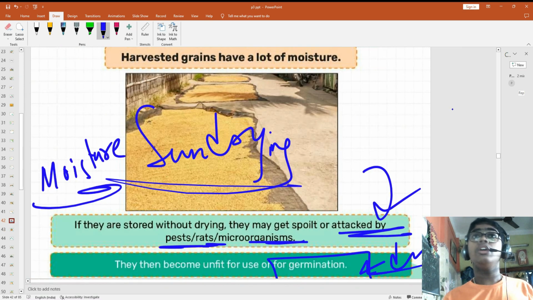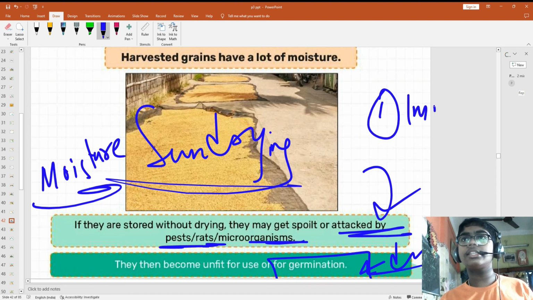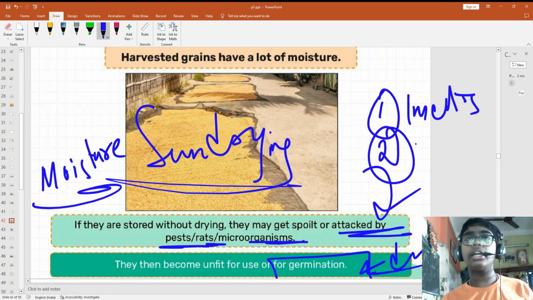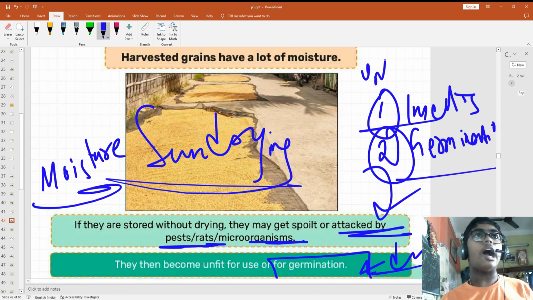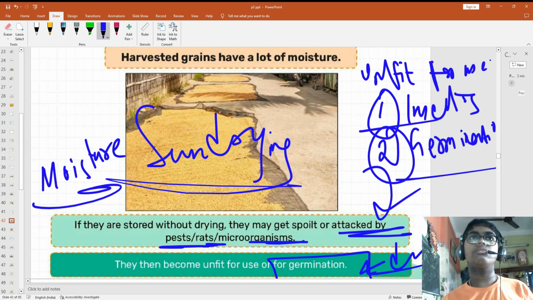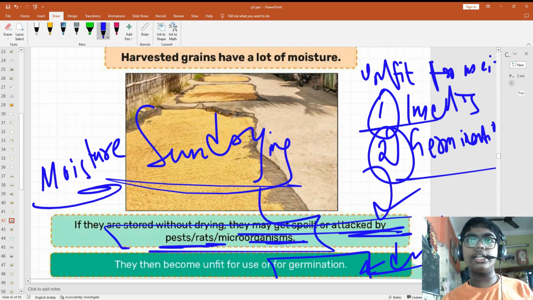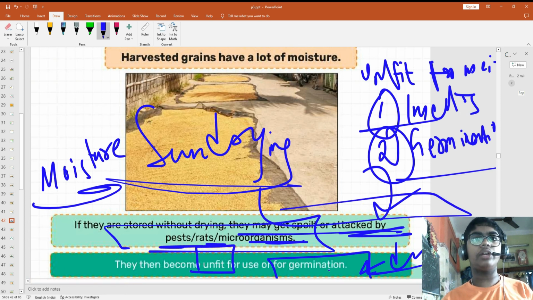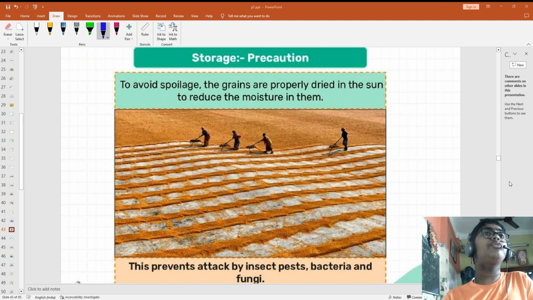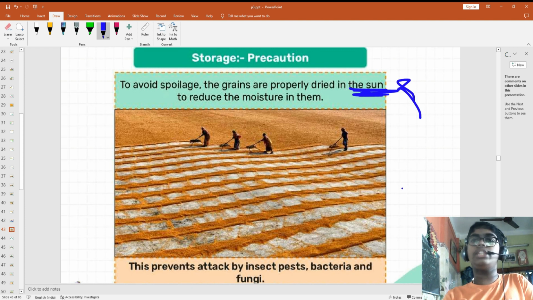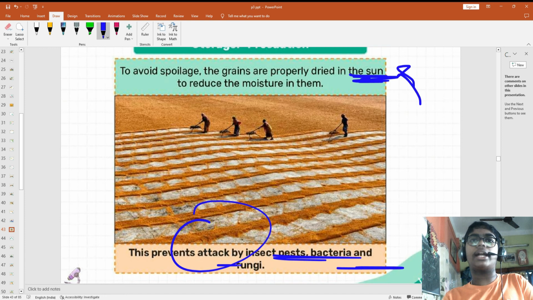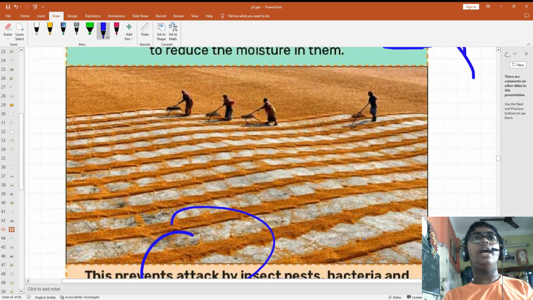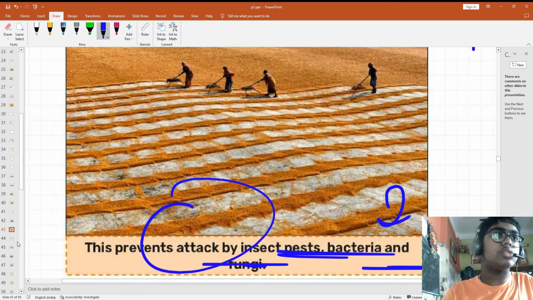So same thing I'll be told here. So first thing, इंसेक्ट्स ऑर्गेनिज्म से प्रोटेक्ट करना है, और सेकंड है जार्मिनेशन से। अगर ये दोनों हो गया तो इट इज अनफिट फॉर यूज। सो सी, स्पॉइल बाय अटैक, ये इससे हो सकता है, या फिर दे बिकम अनफिट फॉर यूज फॉर जार्मिनेशन। Now I have told that's why they are dried in the sun to reduce the moisture. This prevents the attack from pests, bacteria and fungi. Understood? Pest, bacteria and fungi से इसका attack reduce हो जाएगा.